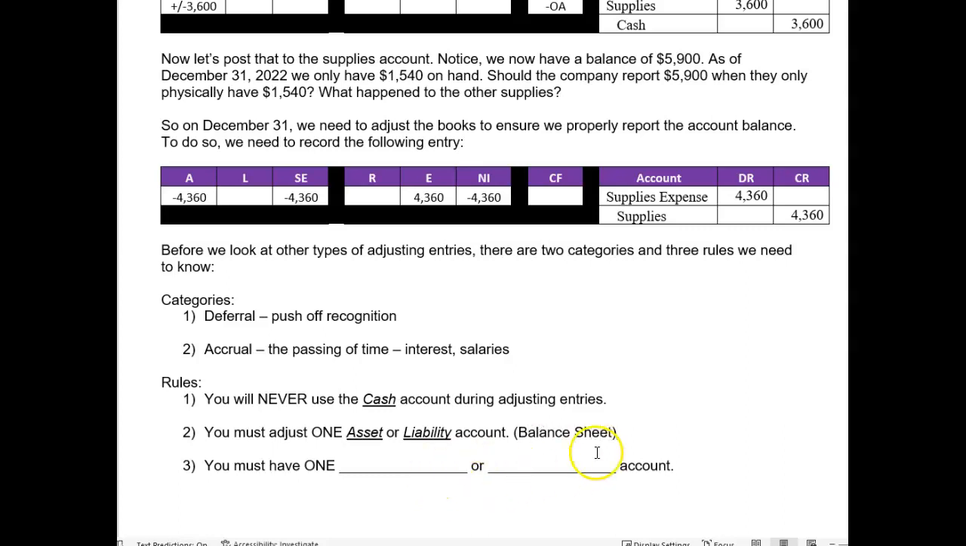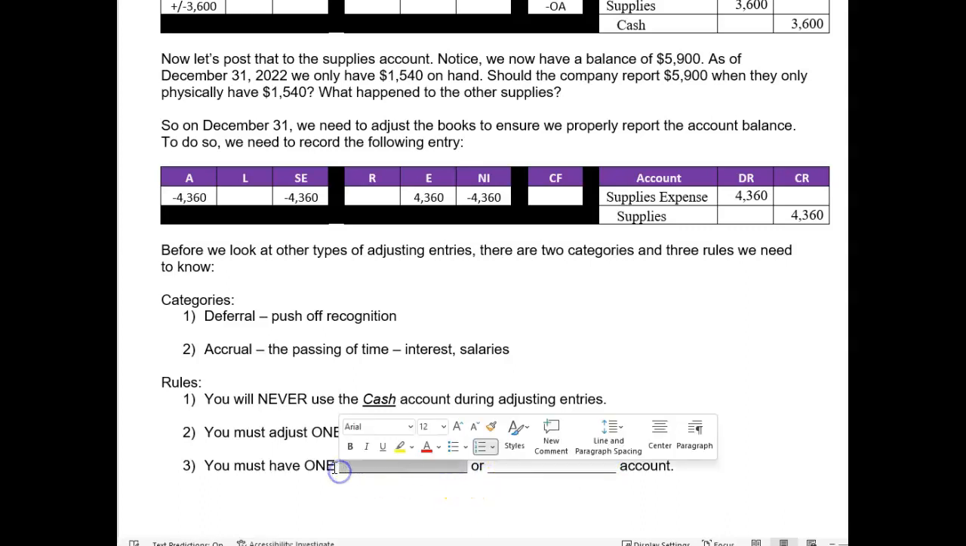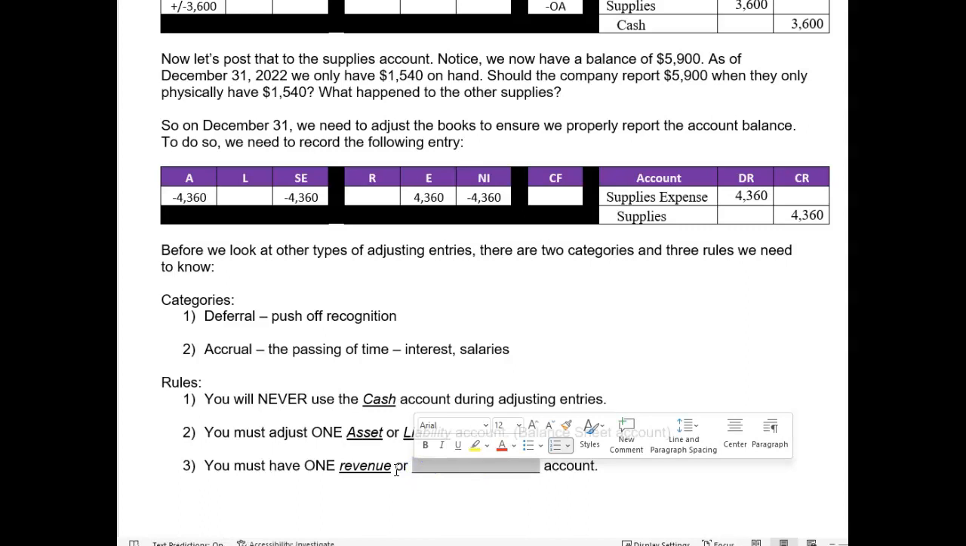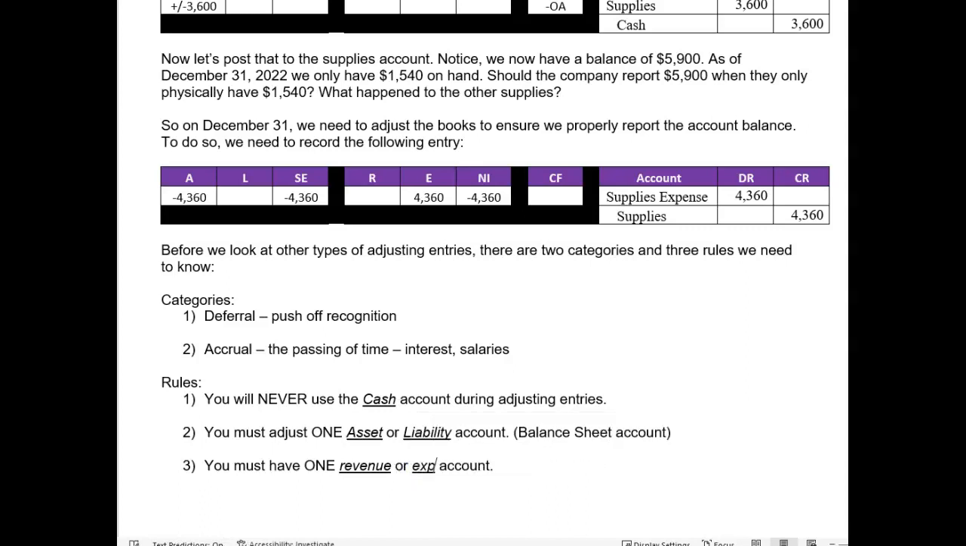And then you must adjust one revenue or an expense. That is your income statement account. You have to impact both the income statement and the balance sheet anytime you do an adjusting entry. Okay? So just make a note of those items because that will help you as you're doing adjusting. Do I have one asset or liability? Do I have one revenue or expense? You have to have one of each because you have to impact the income statement and the balance sheet when you perform an adjusting entry.